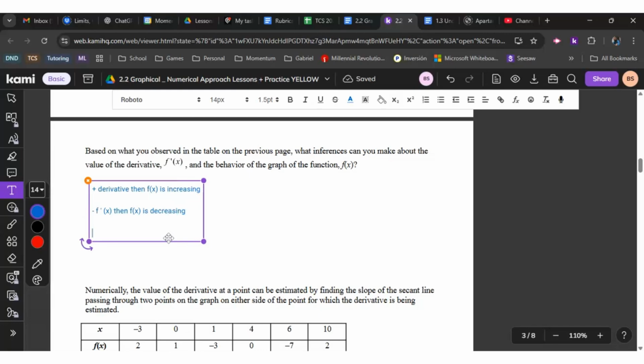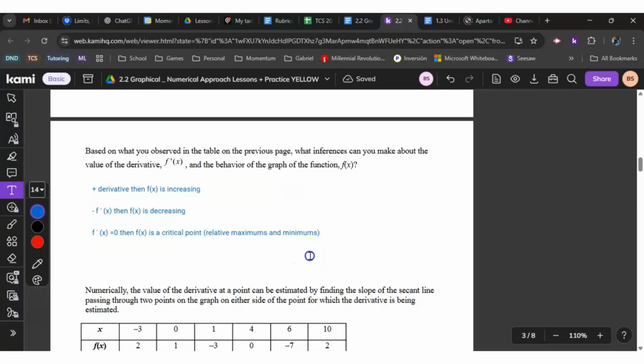Now the last one. Take a look at the chart again. See if you can find the last thing that's interesting there about the derivative. There we go. So when f prime of x equals 0, then f of x has a critical point, which critical points we remember are relative maximums and minimums. Cool, right?